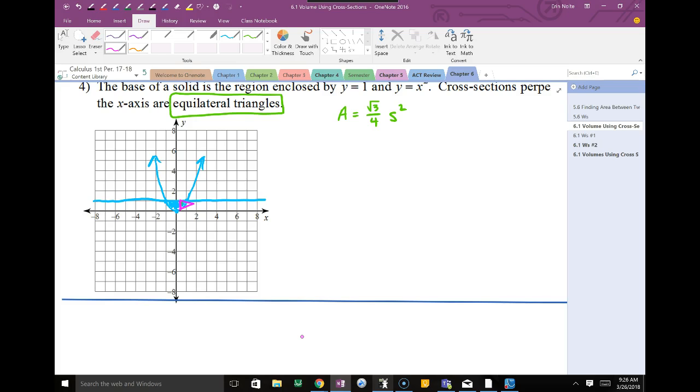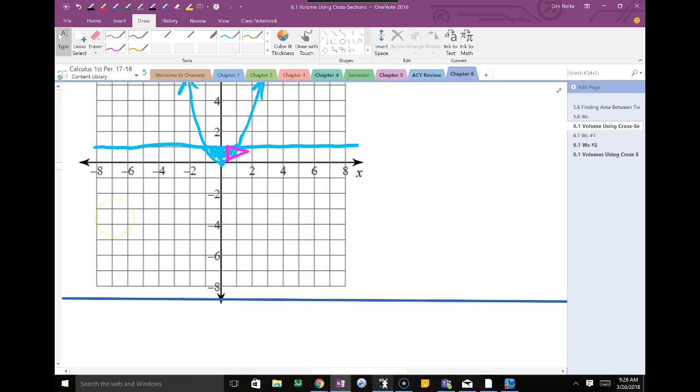If I slide this over, I wish I could zoom in on this, but what ends up happening is I have a height of 1, but then I have to subtract out my x squared. So it's 1 minus x squared. So that's my s: 1 minus x squared.